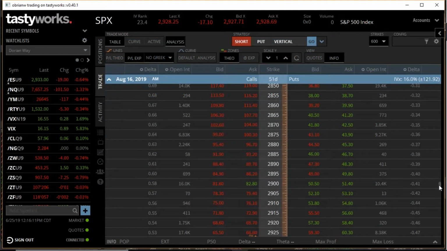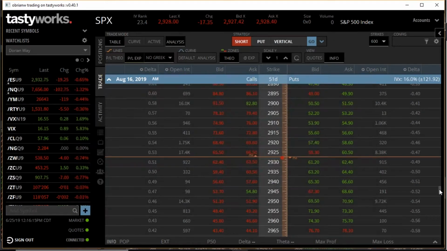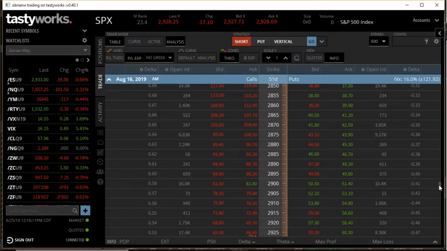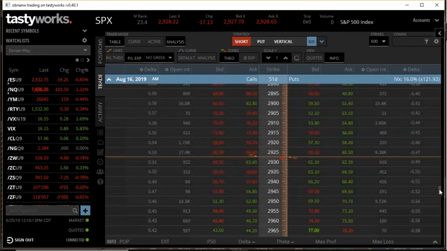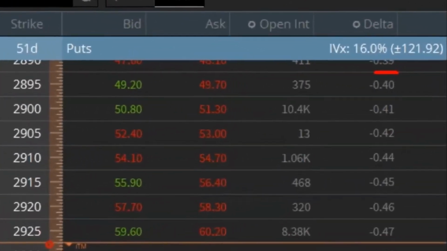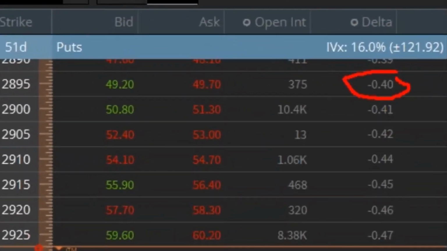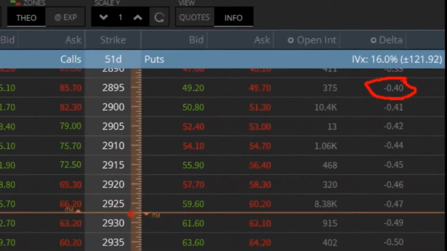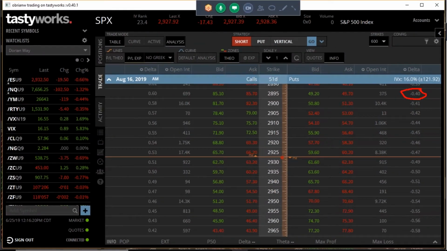Delta also represents what your probabilities are. So if you have a delta of 50, then it means that you're at the money and you have a 50-50 chance of making money. If you have a delta of 40, then you have a 40% chance of making money if you bought the 40 delta, and you have a 60% chance to make money if you sold the 40 delta.